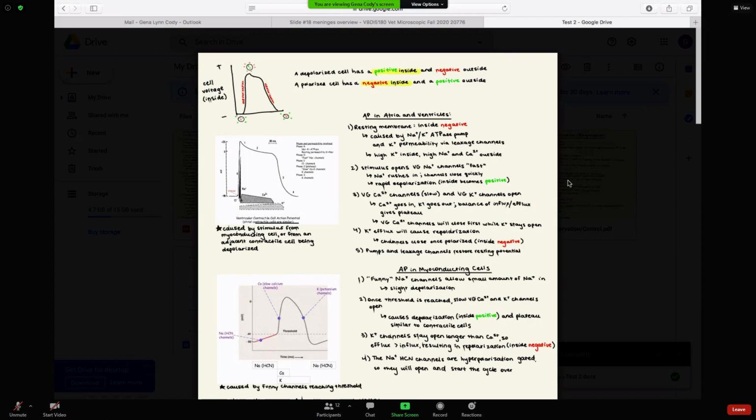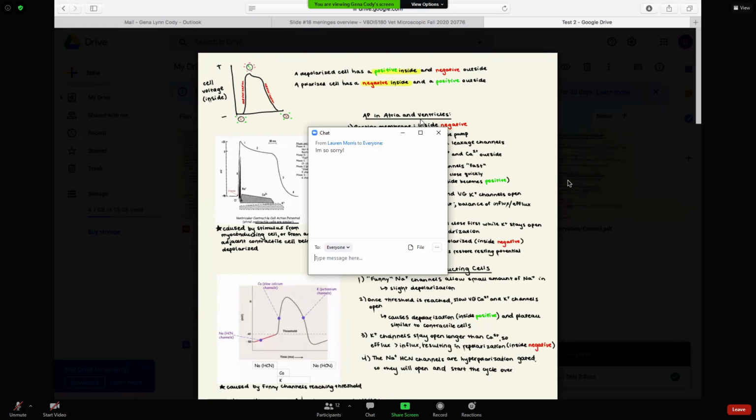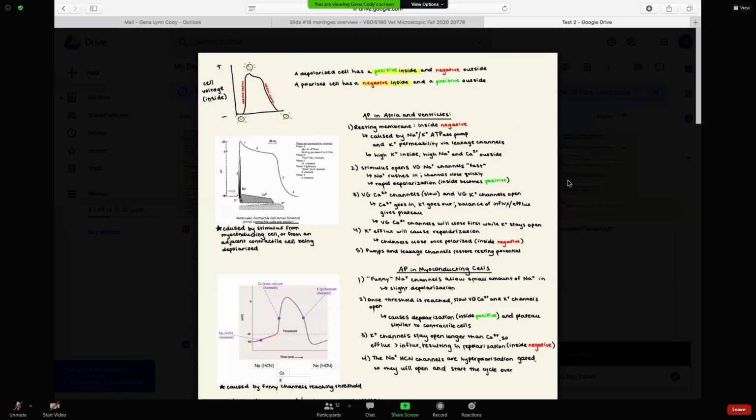So yeah, that plateau is basically just a lag time, and that allows time for the atria and the ventricles to fill before they contract. So that's why it's important that that's present.